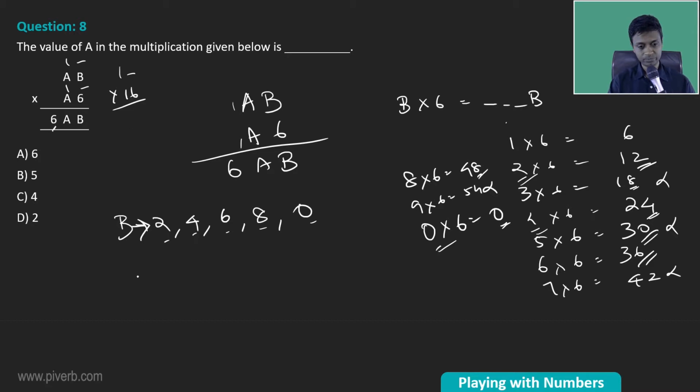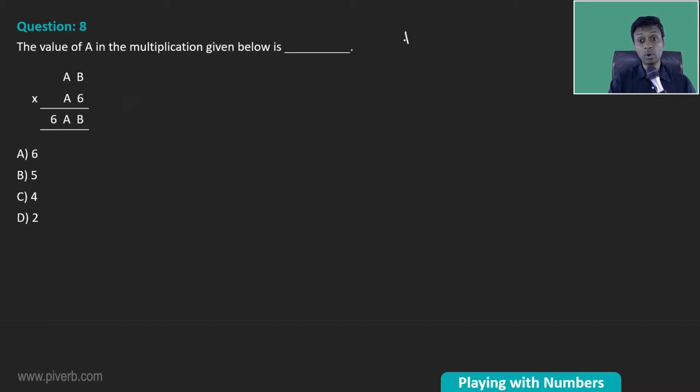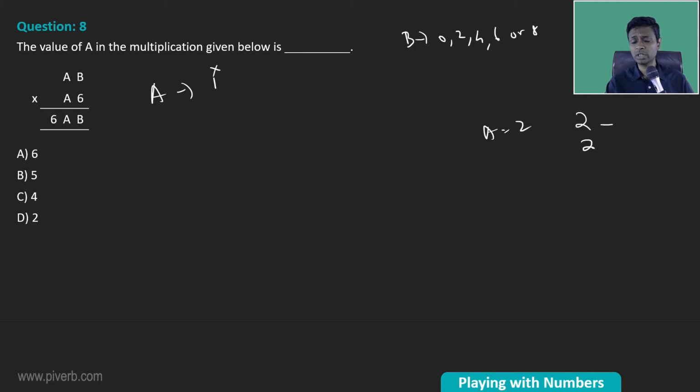So now think about it from A's point of view. B can be 0, 2, 4, 6 or 8. A cannot be 1. 1 something into 16 will not be more than 320. 20 into 16 is 320. A cannot be 1. A equal to 2. 2 something into 26. 24 into 26, 25 into 26, 26 into 26, they are all near 600. 26 into 26 is 676. So A could be 2.